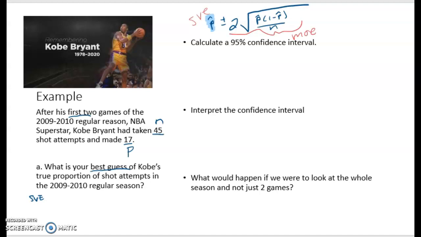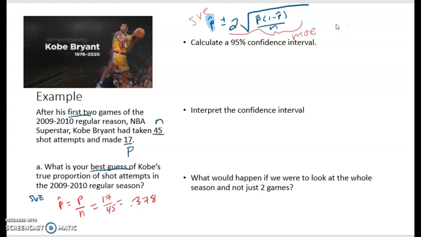Okay, so if we want to see what his best guess or single value estimate is for the 2009-2010 season, we're going to try to find his p hat, which is the number of successes over the total number of attempts. So in this case, it's 17 over 45. So his single value estimate, or his best guess at what he's doing, is 0.378.